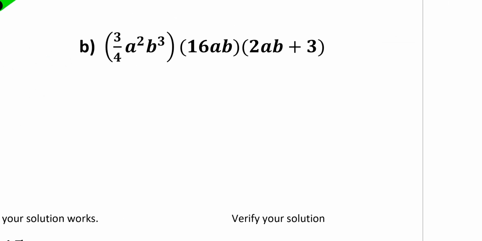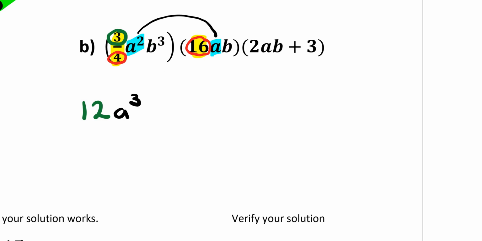Moving on to letter B, another distribution question. So we have 3/4 times the 16, so multiply numbers by numbers. So if I have my 16 and divide that by 4, 16 divided by 4 is 4, and 4 times 3 is going to give me my 12. Okay, and then my a squared and my single a, so multiply the letters with the letters. So a squared times a will give me a to the power of 3. And then finally I have b cubed and a single b, so b cubed times b gives me b to the power of 4. And then we're going to multiply this all by 2ab plus the 3.